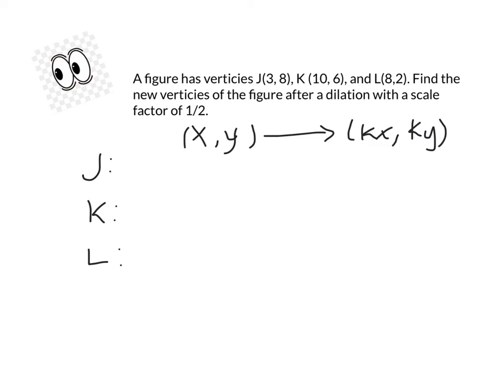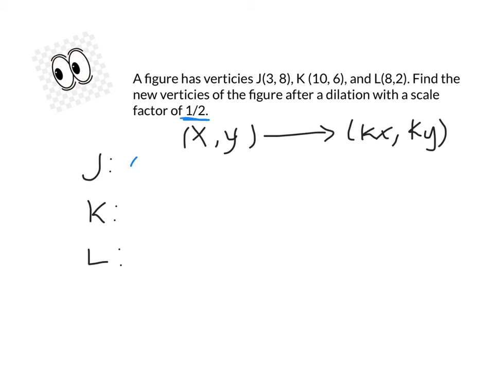Again, the same thing happens when we are looking at dilation if our number is less than 1. We're still going to use that same algebraic representation. Here's my initial point, and I'm going to multiply both my x and my y by my scale factor. In this example, my scale factor is 1/2. So I'm going to set up my points the exact same way as I did with my first problem here.